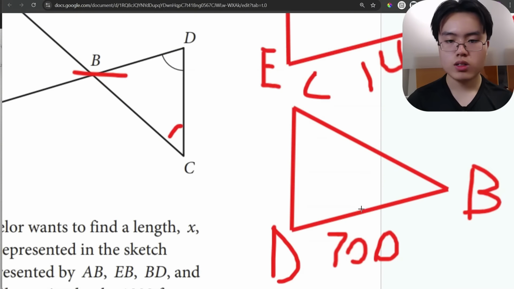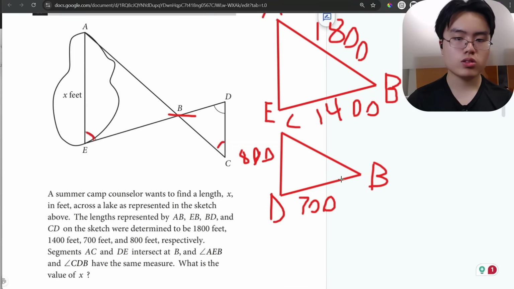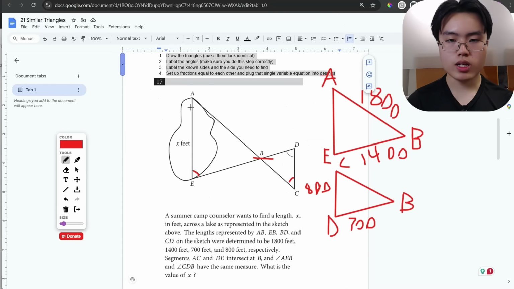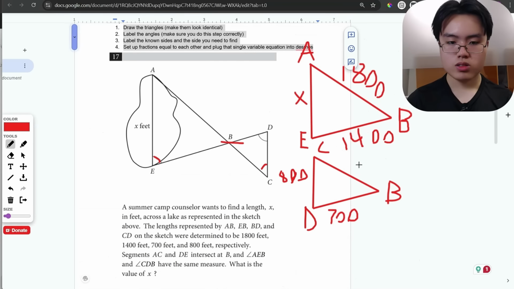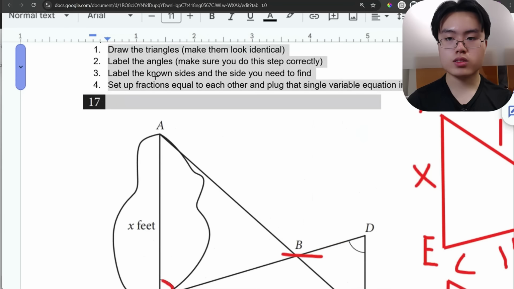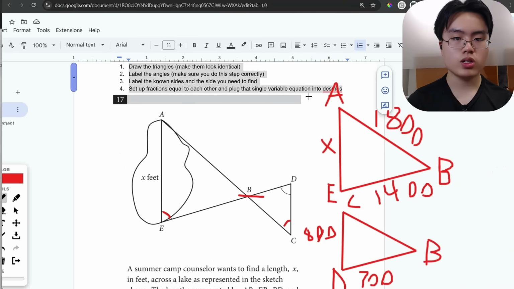Okay, let me zoom in. 800. Okay, that's not as neat as I wanted. Oh well, I tried. So 800. And what is the value of x? So x is AE. So we need to find this measure, AE. Okay, so what is the last step? Set up the fractions equal to each other and plug the single variable into Desmos.